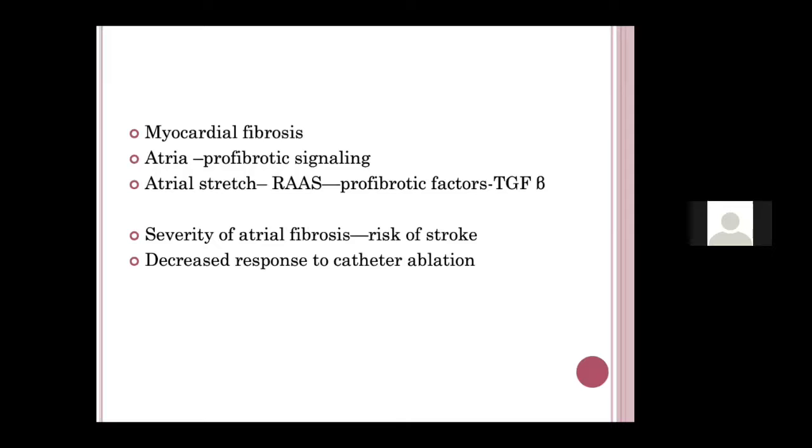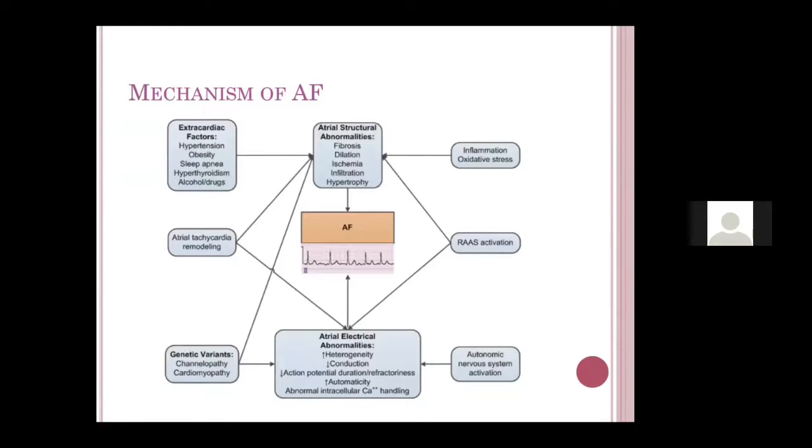As I already discussed, it ultimately leads to myocardial fibrosis, atrial fibrosis. There is profibrotic signaling, and then there is activation of the RAS and transforming growth factor beta. This is not much important, but it has a role in catheter ablation. So I have already discussed the mechanism. Any extra cardiac factors can lead to atrial fibrosis, dilatation, hypertrophy, inflammation, and then we can have increased heterogeneity of the fibers in the atria, which causes the micro re-entry circuit inside the atria.